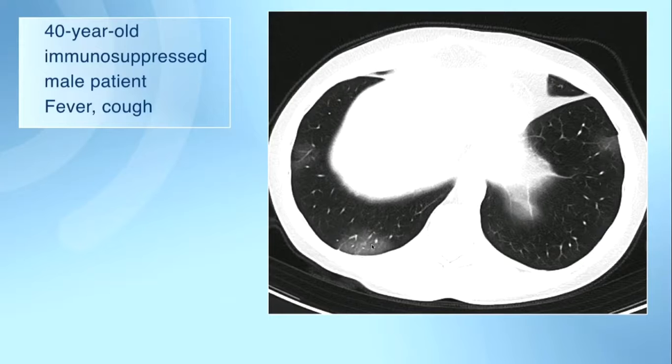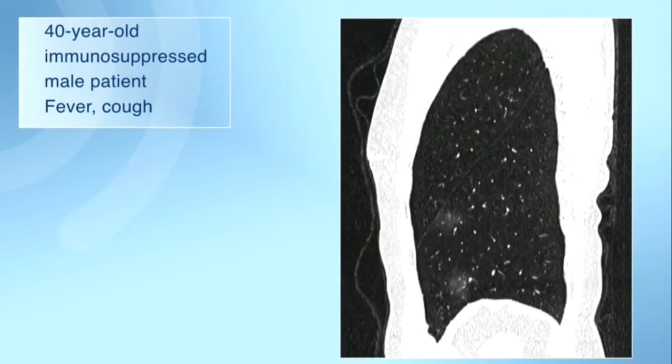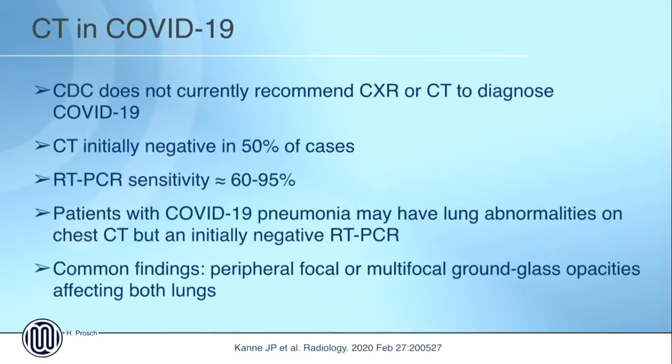However, as mentioned before, this is not specific, and the diagnosis cannot be based on imaging alone. You see here the distribution of these rounded ground glass areas. So imaging plays a role in COVID-19. However, CDC does not recommend the chest radiographs or CT to diagnose COVID. So CDC is the Centers for Disease Control and Prevention in the US. They do not recommend to do that for many reasons.